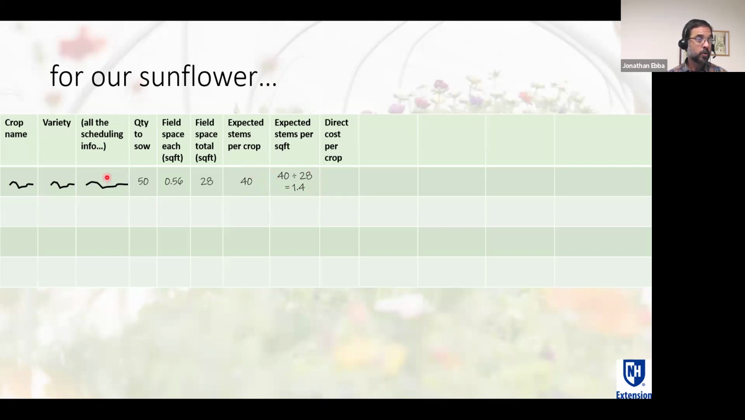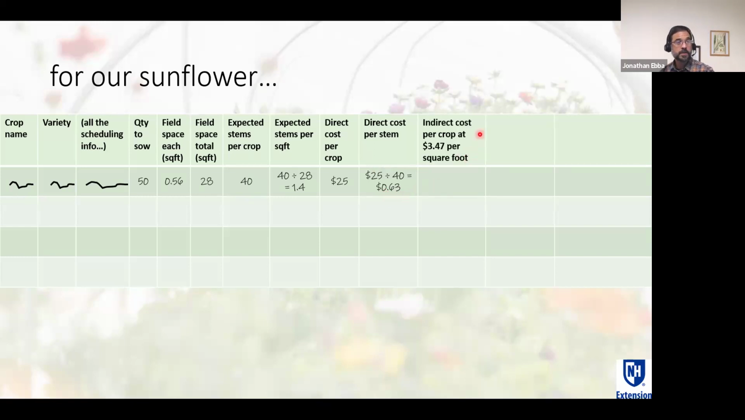Now, how much does this whole crop cost me direct? Whatever, that's seeds and trellis or something, seeds and whatever. And so I can break that down. If I expect to get 40 stems, each stem is going to cost me 63 cents in seed costs and whatever else.